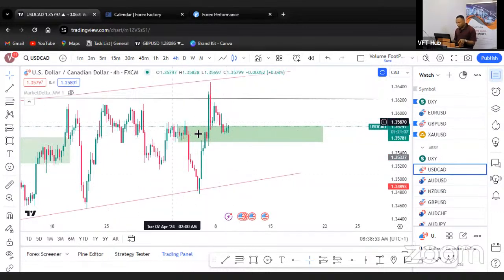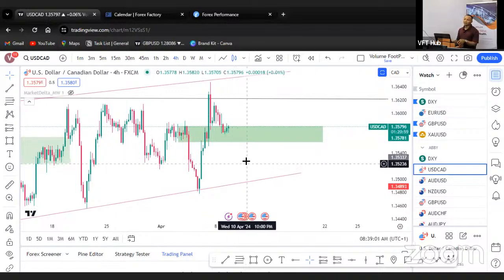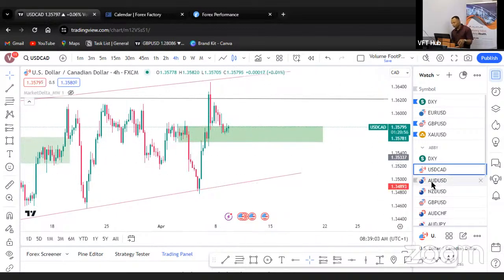So for USD CAD, this is what I'm looking out for. It may possibly trade all the way to this upside, but it may be quiet for a while, and then after the CPI, you now see the clear direction for USD CAD.